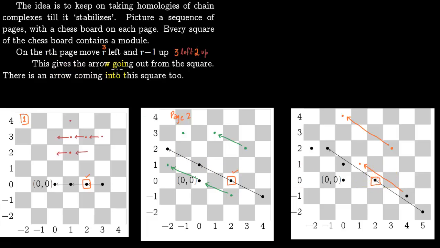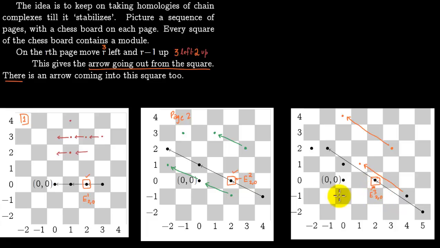So more formally, you have an arrow going out from the square, and there is also an arrow coming into the square. We are denoting on page R the module sitting here. So this module is sitting at, say, 2 and 0. On page 1 we have this module, and the corresponding coordinates are 2, 0. So you take the homology corresponding here, put it here. This is on page 2, so this denotes page 2, and 2, 0 is the coordinates of this square. Again, for this square the coordinates are 2, 0, but we are on page 3.